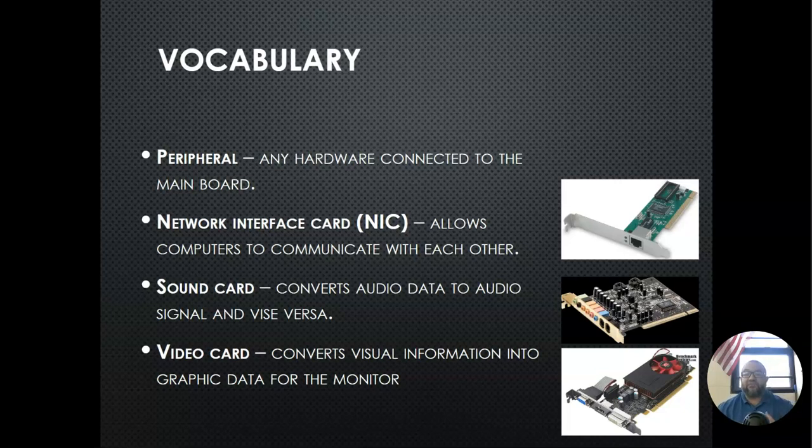And then, of course, finally, you got the video card. The video card, if it's separate, converts visual information into graphic data for the monitor. Now, some video cards are built into the CPU on modern systems. It really depends on how the system is designed. But in this case, you have an external component that connects right in with the computer or the motherboard, as I showed you earlier on the other slide.